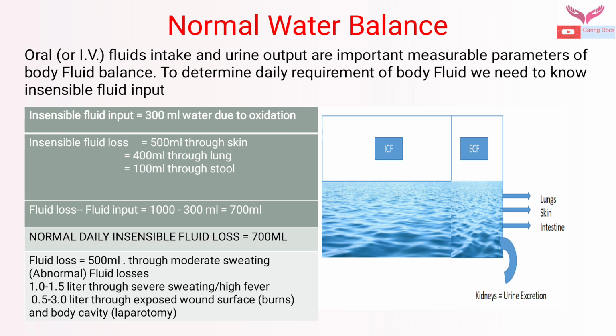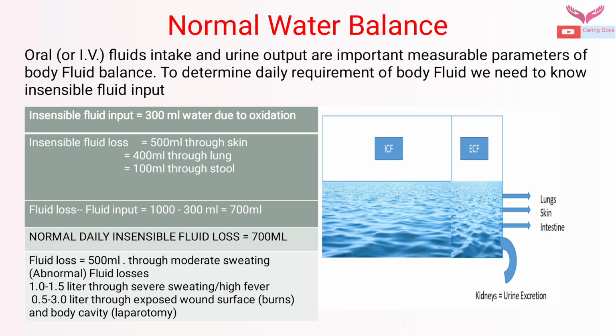Friends, fluid intake, whether it is oral or IV, and the urine output, both these intake and urine output are important parameters for the body fluid balance, and kidney plays an important role in this. To determine the daily requirement of the body fluid, we must know the insensible fluid input and output. Insensible fluid input is 300 ml of the water due to oxidation, and the insensible fluid loss, the fluid which is lost through lungs, skin, and the stool.